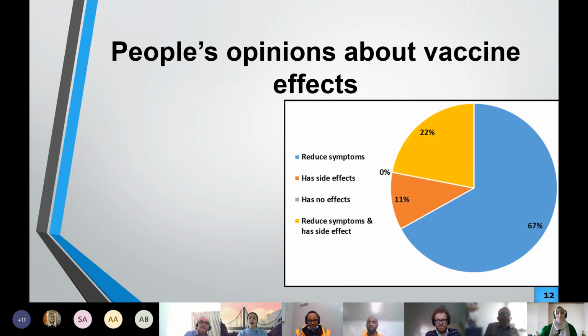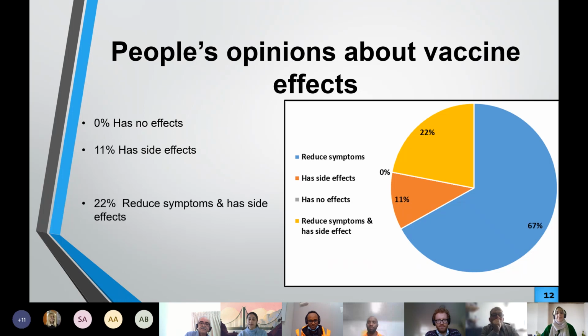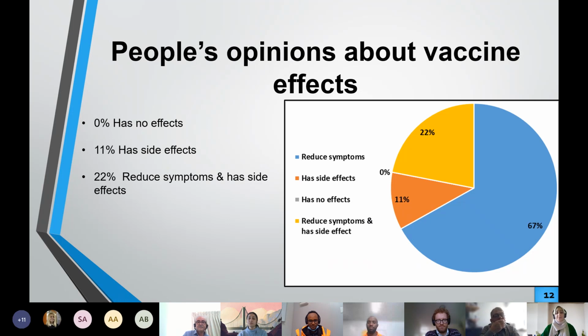However, 0% of the participants believe that the vaccine has no effect. 11% believe that it has side effects. 22% believe that it reduces symptoms and has side effects, and 67% believe it reduces symptoms.